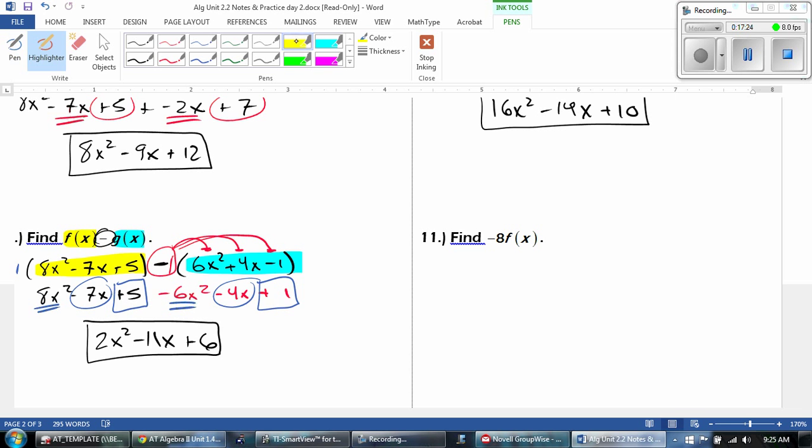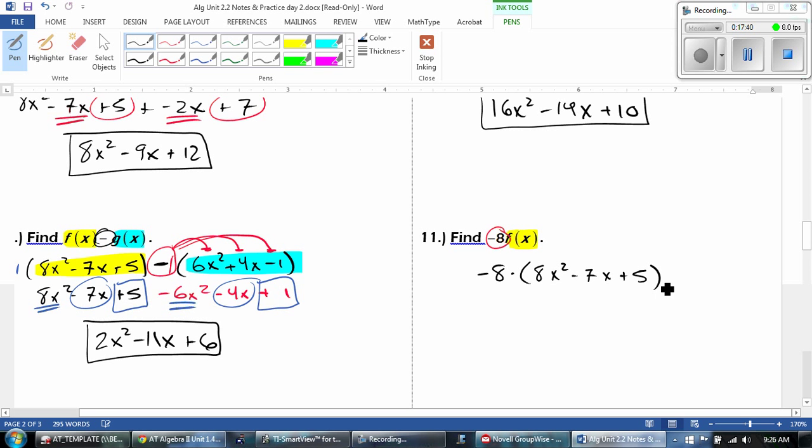Once again, they're asking us to do the function f of x, and there's a negative 8 in front of it. So I have negative 8 times f of x, which is 8x squared minus 7x plus 5. So we're going to distribute that negative 8 to everything. Negative 8 times 8 is negative 64x squared. Negative 8 times negative 7 is a positive 56x. And then negative 8 times 5 is negative 40.